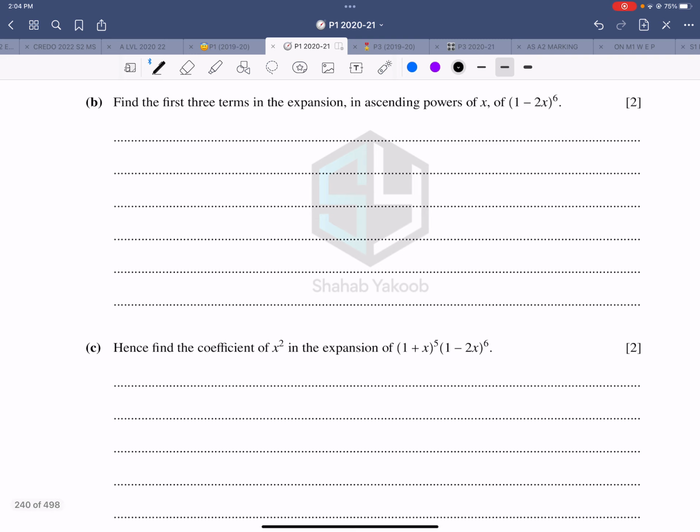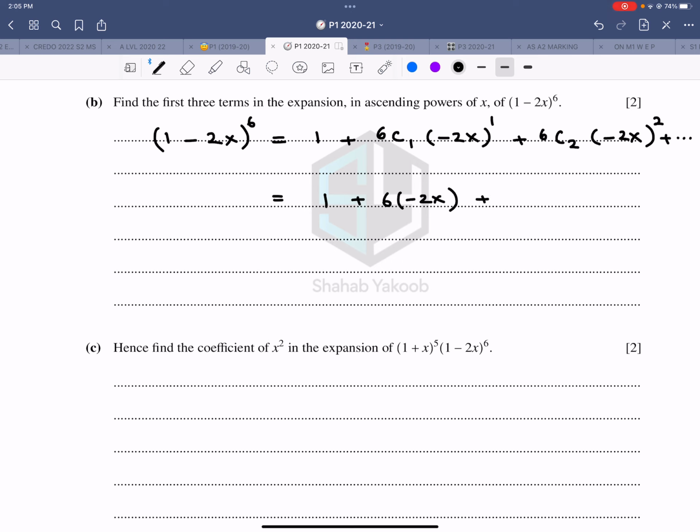Similarly, find the first three terms in the expansion of (1 minus 2x) raised to the power of 6. The first term is 1. Then 6c1, negative 2x raised to the power of 1, then 6c2, negative 2x raised to the power of 2, and so on. 6c2 is 15 into 4x square. After simplification, this is 1 minus 12x plus 60x square.